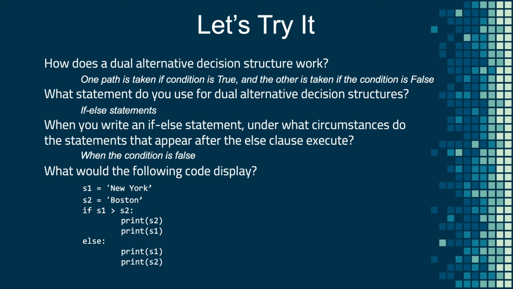So let's look at this here. What would the following code display? We have S1 is New York and S2 is Boston. We say if S1 is greater than S2, we print S2 and then print S1. Otherwise, we put them in the opposite order. So this is doing the same thing. We are comparing and trying to alphabetize these strings. It'll print Boston and then New York, because the capital B has a lower ASCII value than N, so B for Boston comes before New York.